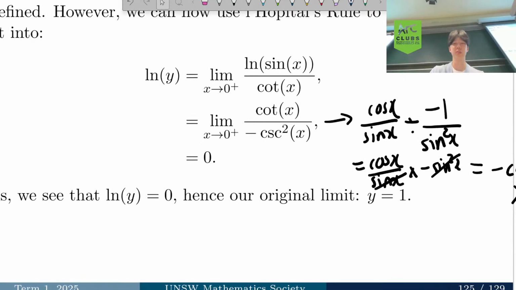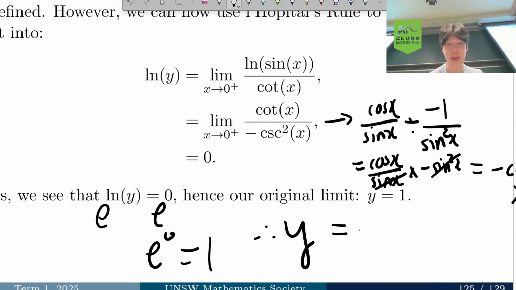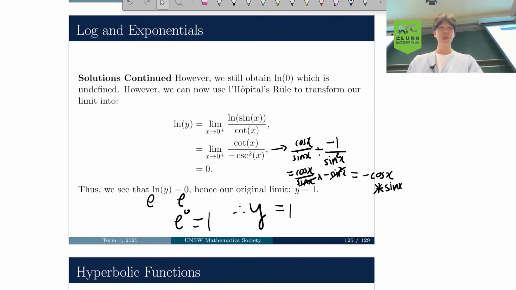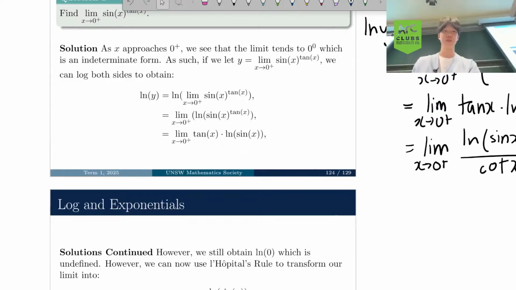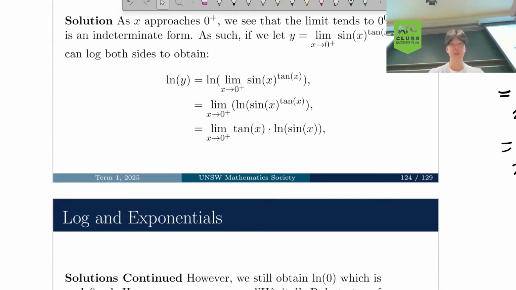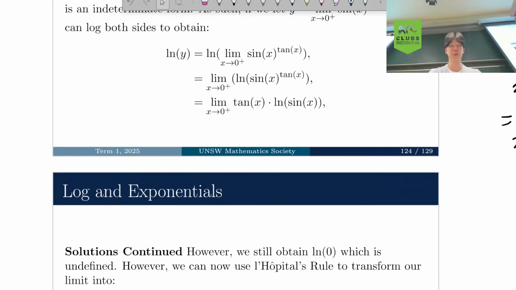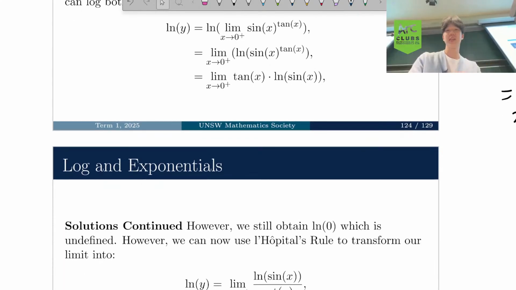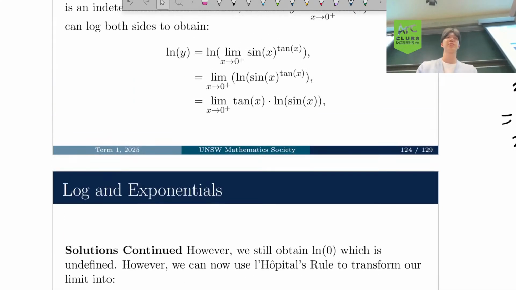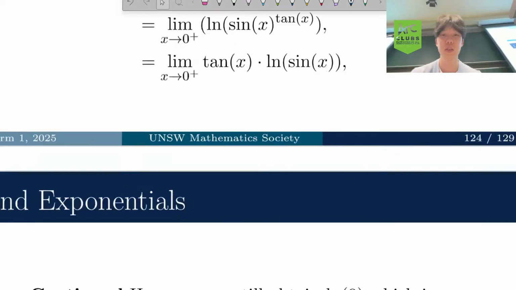Since ln y is 0, we can raise e to both sides. And we know e to the 0 is 1. Therefore, our original limit y is 1. So that's how we used properties of ln. We logged both sides. We moved the tan to the front. And we were still stuck since ln of 0 right here.